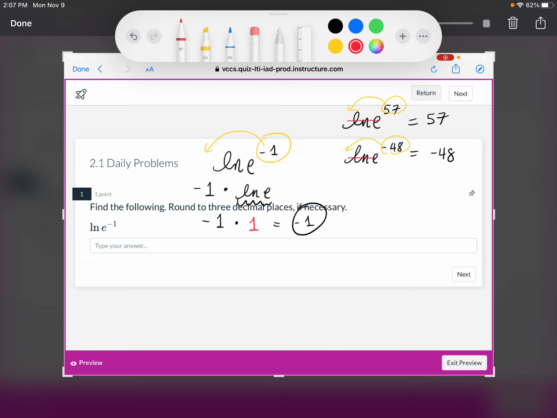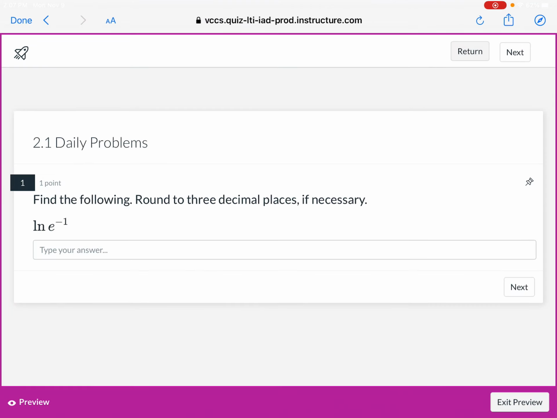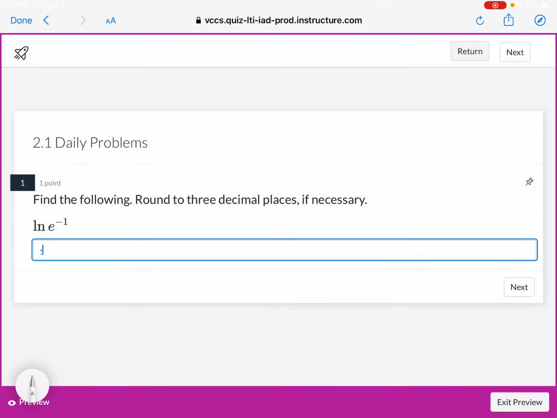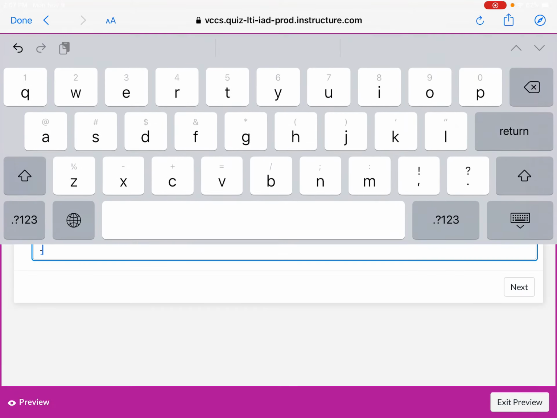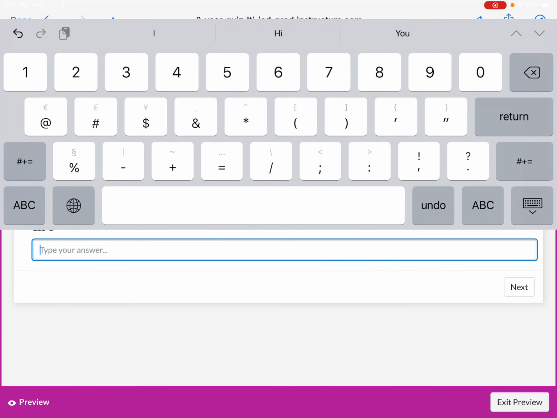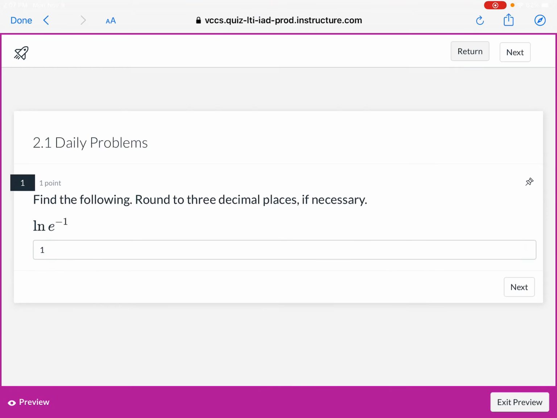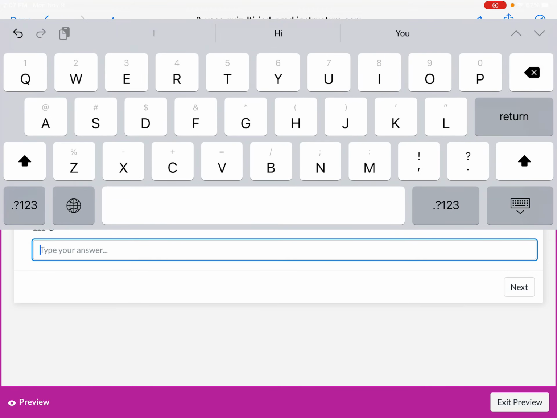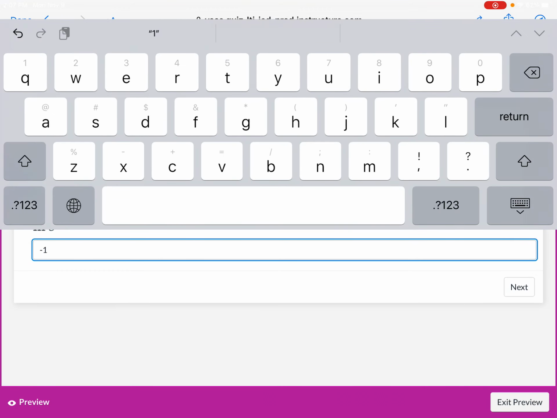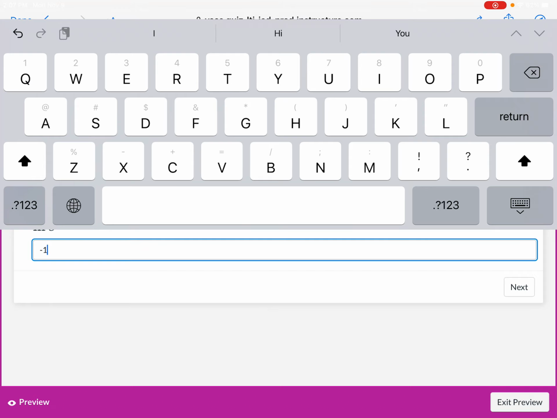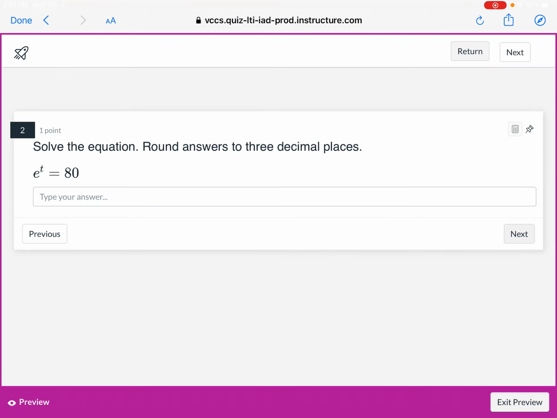So I'm going to type -1 into my answer. Let's see. Oh, no, it didn't work. I'm going to type it again. -1. Okay, one more time. -1. Okay, that looks good. Next one.